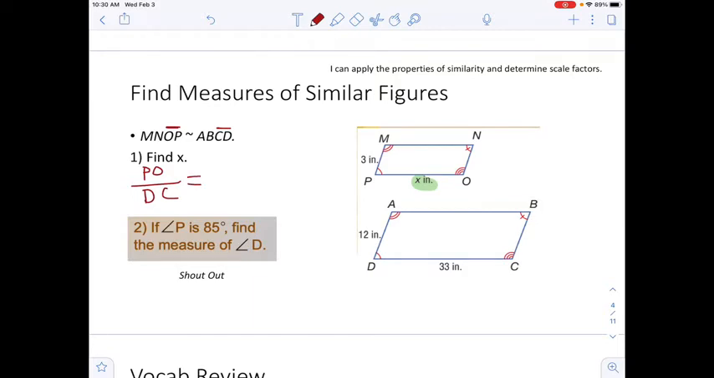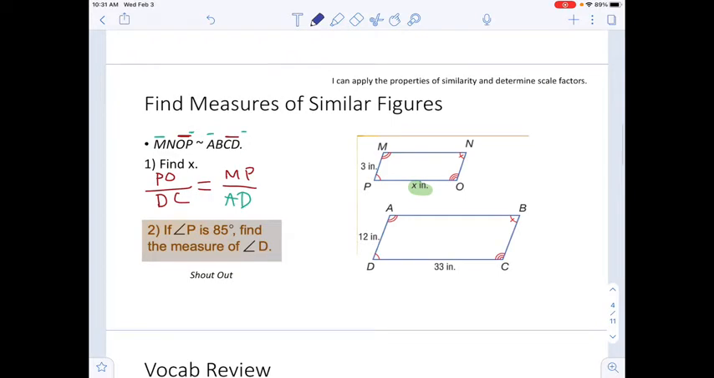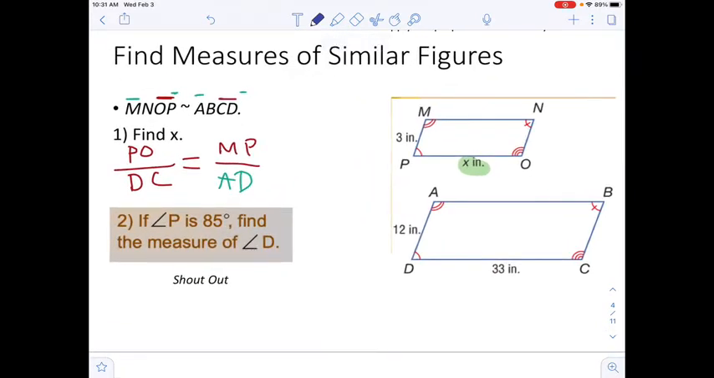And I'm going to set that equal to, and then I go back to the shape that I started with. So that would be MP. So it was the first and last letter over, so we have MP, and the first and last letter on the second are AD. Then I'm going to fill in those measurements, okay? And this step might seem kind of silly to do, to write down those letters, but it really does help you to keep things organized. So PO is X over DC is 33. Set that equal to MP is 3, and AD is 12.